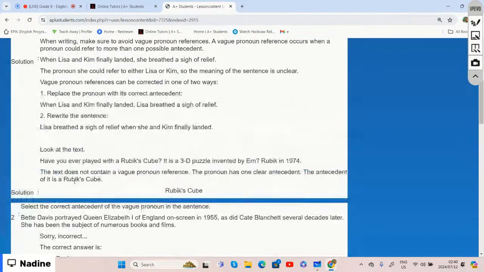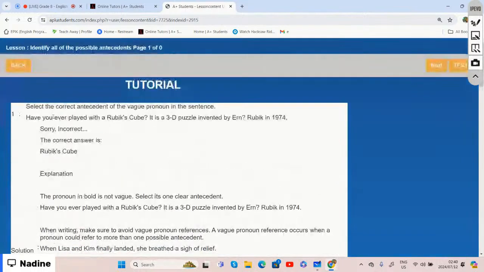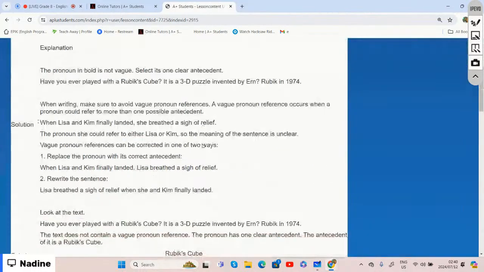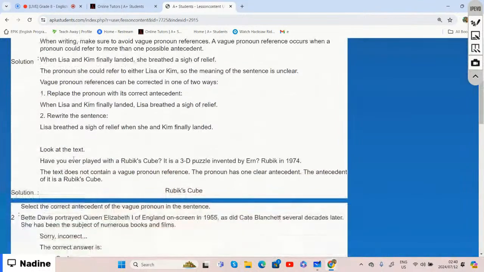All right. So the text that they gave us was, have you ever played with a Rubik's Cube? It is a 3D puzzle invented by Ern Rubik in 1974. And yet it says, looking at the text, it does not contain a vague pronoun reference. The pronoun has one clear antecedent, and the antecedent of it is Rubik's Cube.